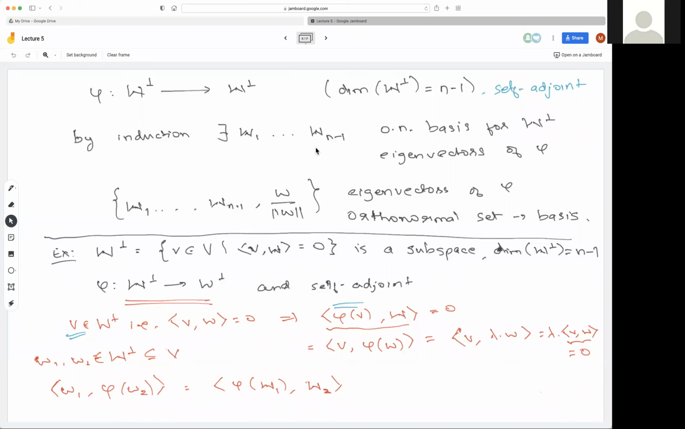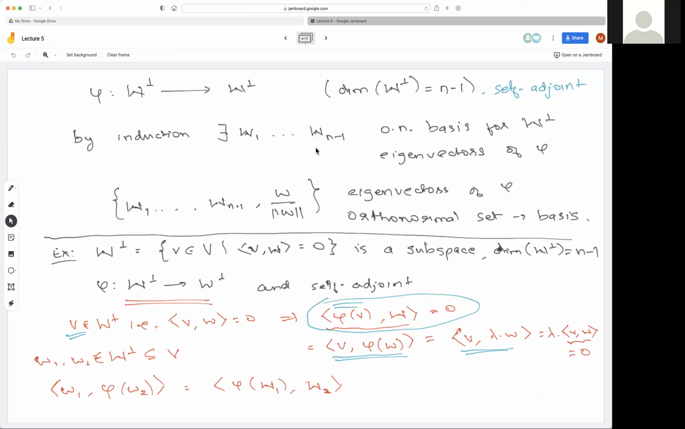To prove that, what we need to show is that the inner product of phi of v with w is equal to 0. This is sufficient and necessary to say that phi of v is in W perp, right? Because the definition of W perp is things orthogonal to w. And by self-adjointness, this is equal to v inner product phi of w. By the fact that w is an eigenvector, this is equal to v inner product lambda times w. And by linearity, we can pull lambda out, and this is equal to lambda times the inner product of v and w, which was 0. So we actually proved that this is 0. It's not obvious at all. We need to prove this.